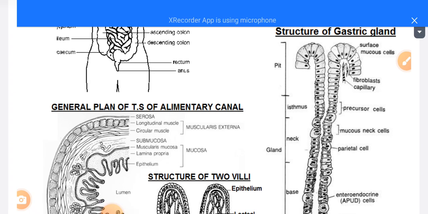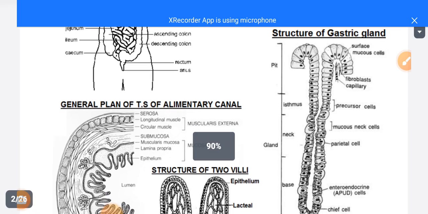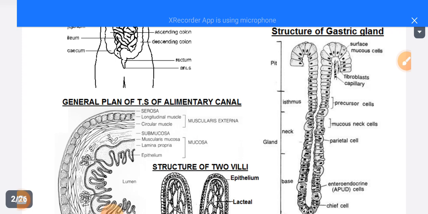structure, the structure of the gastric gland. Yeah, that is the structure of the gastric gland. Then the gastric gland is divided into major parts: the upper part, which is called the pit, and the lower part, which is called the gland. Here we have the surface, and the upper part, which we call the pit. It has the surface mucous cells. Then it has the fibroblasts and the capillary, as you can see there.